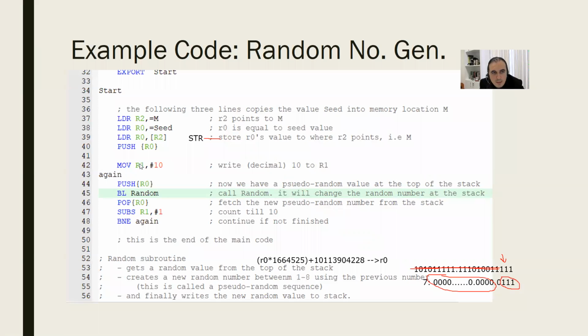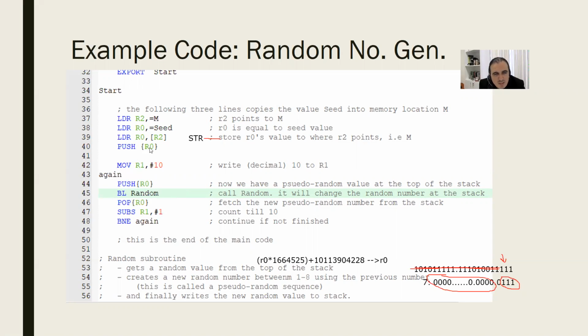Then I make a counter. I'm going to create 10 random variables. This counter is going to run 10 times. As you can see, I make R1 10. I start a loop. I do some operations. Decrease R1. If it is not negative, I jump. So it will do this operation 10 times. Okay. So what is the operation?